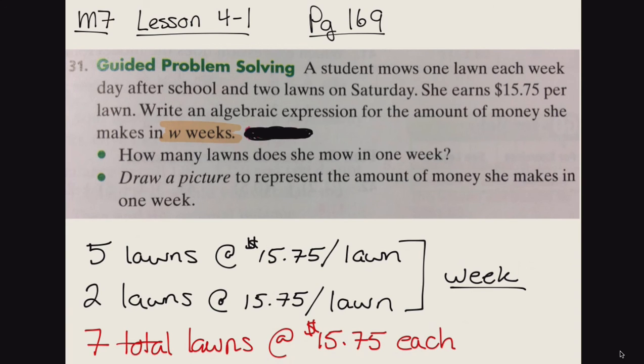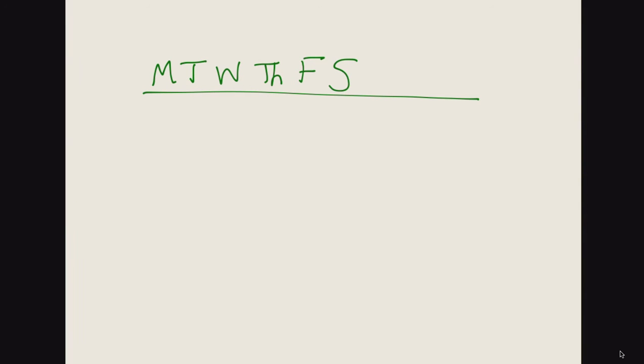And the last but not least, we need to draw a picture to represent the amount of money she makes in 1 week. So we're going to draw a picture, okay? This could take a lot of different forms. If I had to draw a picture, I would say something like this. I'm going to draw at the top Monday, Tuesday, Wednesday, Thursday, Friday, Saturday, Sunday.